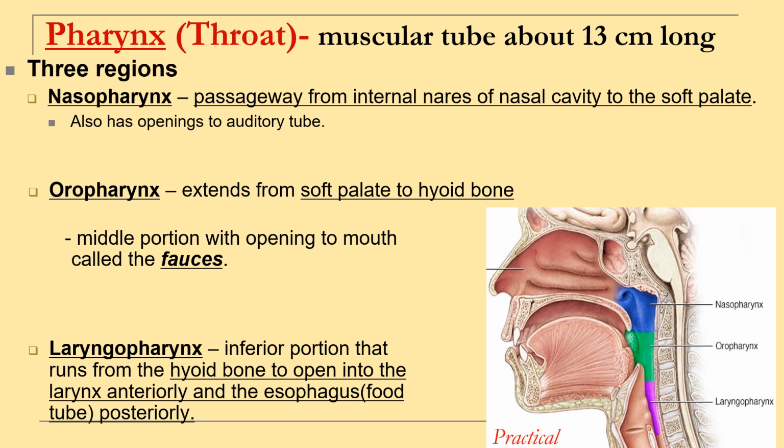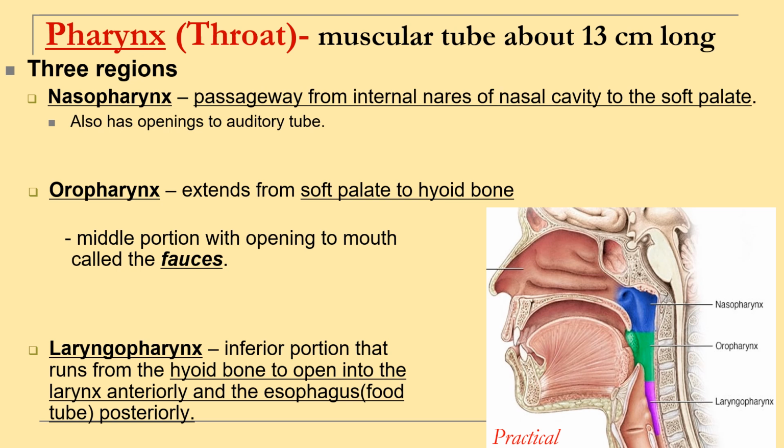All right, so we've got a middle portion, which is going to be my oropharynx. We can see that in green. It runs from the soft palate down to the hyoid bone. Now, our middle portion with the opening to the mouth is called the fauces. So just like the back part of our nose that leads into our pharynx is called the internal nares, the back part of our mouth that leads into our pharynx is called the fauces. We'll see that again in the next chapter as well. All of the pharynx we'll see again in the next chapter when we're talking about the digestive system.